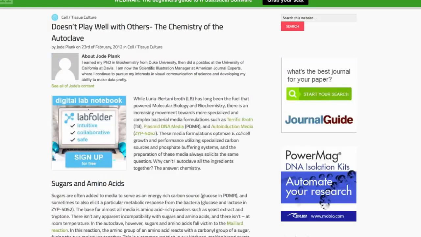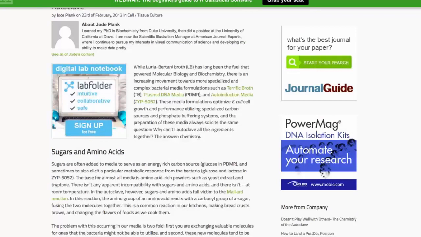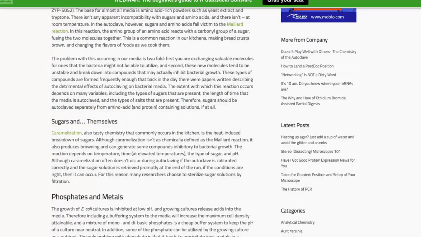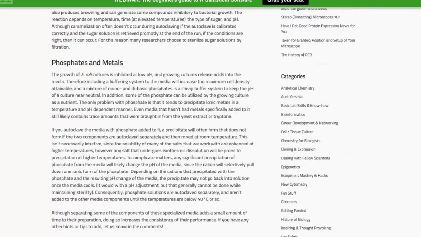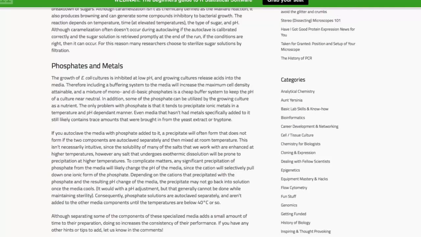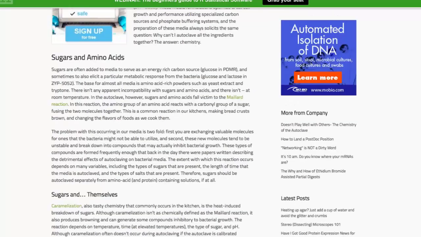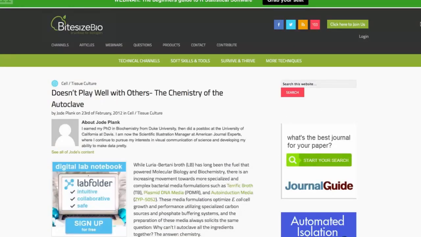He's talking about something that's not really discussed anywhere. If it is, it's hard to find. It's what can you autoclave together? It's one of those things that kind of floats around the lab, but it's not really documented in places that are very easy to find. Again, this is a good thing to live here on Bitesize and be useful for people.